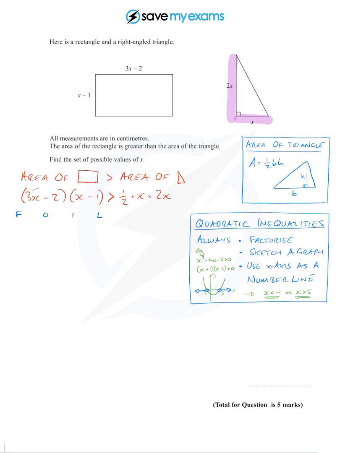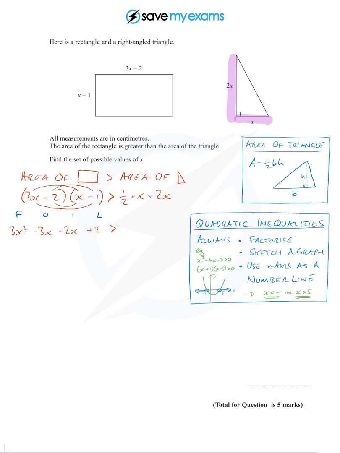How does that work? Well, we take the first term in each bracket and multiply them together. So 3x times x is 3x squared. And then we take the outer pair of terms. 3x times minus 1 is minus 3x. Take the inner pair, that's minus 2 times x is minus 2x. And then take the last one in each bracket. Minus 2 times minus 1 is plus 2.